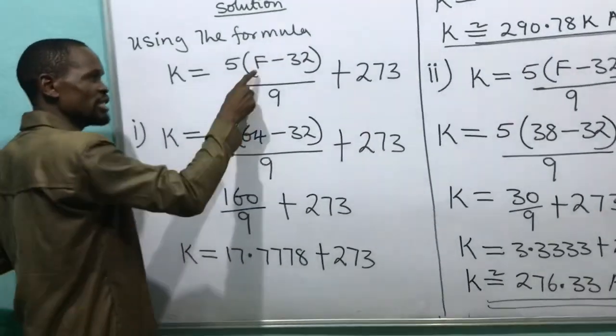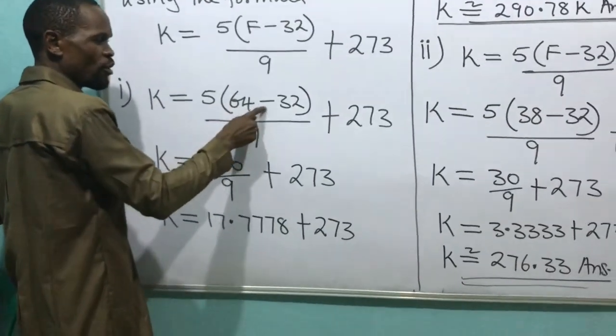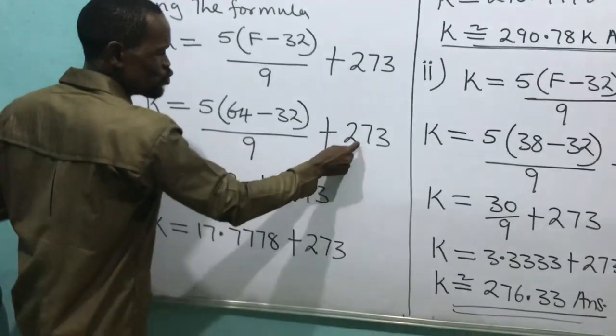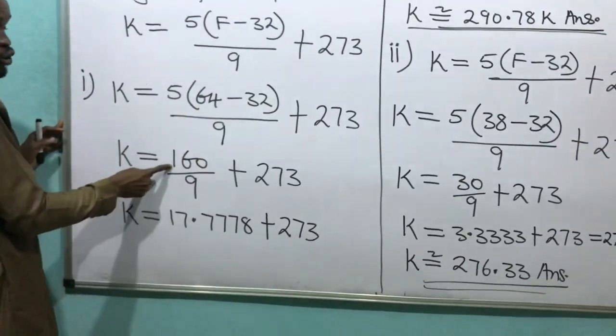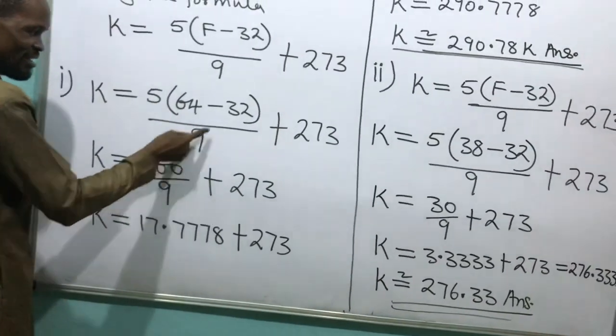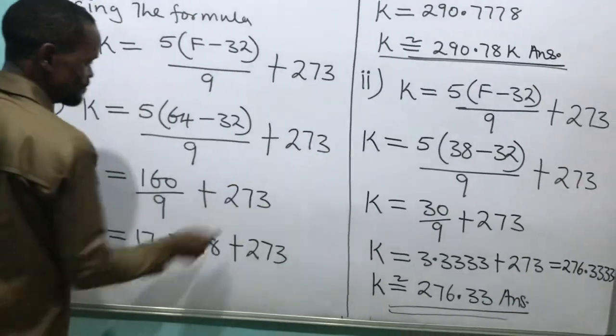I have to change this F and put what? 64. It becomes 5 times (64 minus 32) over 9, plus 273. This minus this, times 5, will give me what? 160. So 160 divided by 9, plus 273.